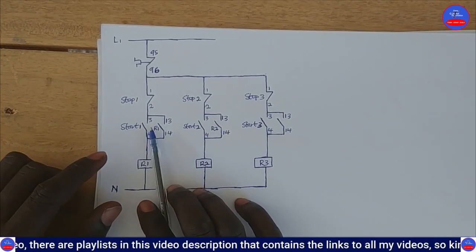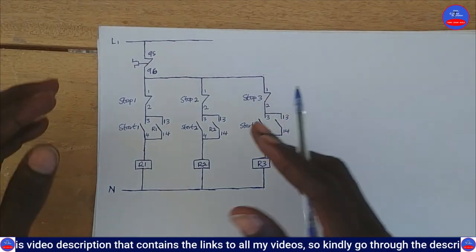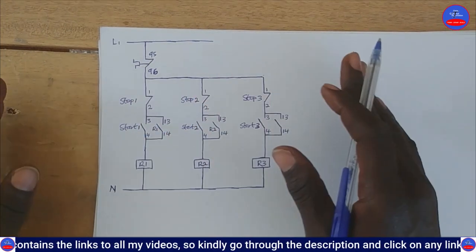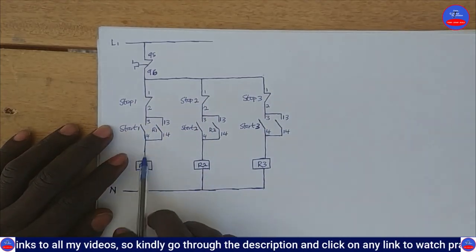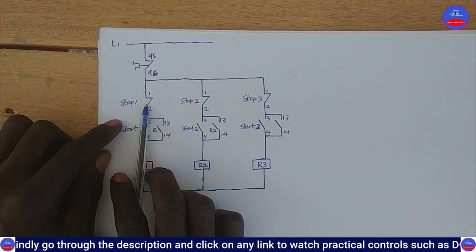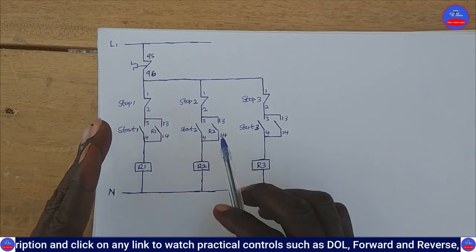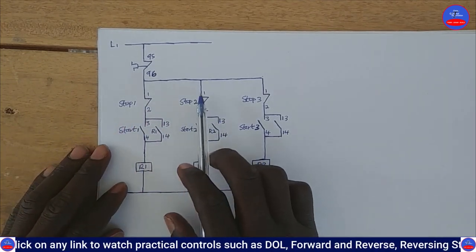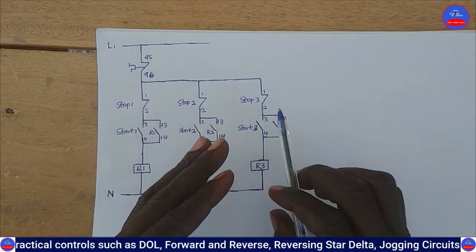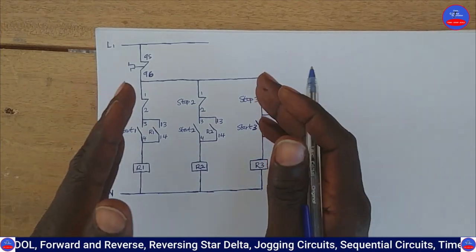So the normal circuit you have out there, this is how it works. This is how it looks like. When you start it from location 1, you have to come all the way to the same location 1 to stop it. When you start it from location 2, you have to come all the way to that location 2 to stop it. When you start from location 3, you have to come all the way to location 3 to stop it. All right. So this is different.